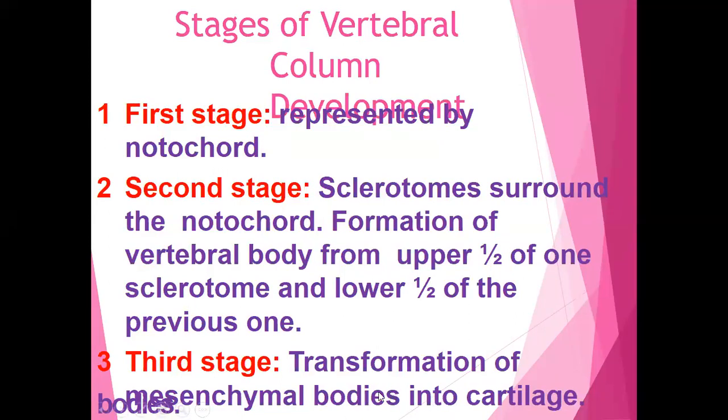Third stage, the transformation of the mesenchymal bodies into cartilaginous bodies. Whenever we have a bony structure, it passes through these stages. First, the cells are arranged, that is the mesenchymatous stage. Then there will be cartilage formation, the cartilaginous stage, and then finally that would be converted into bone. So the same process is repeated here.